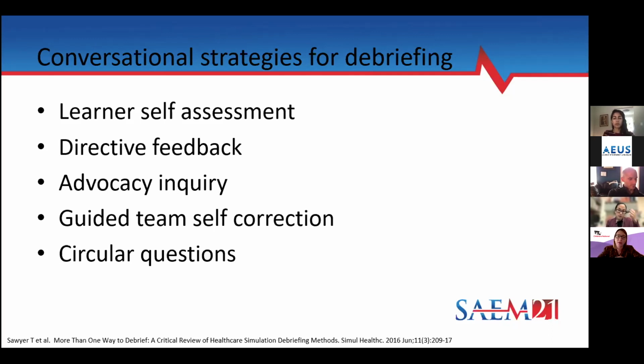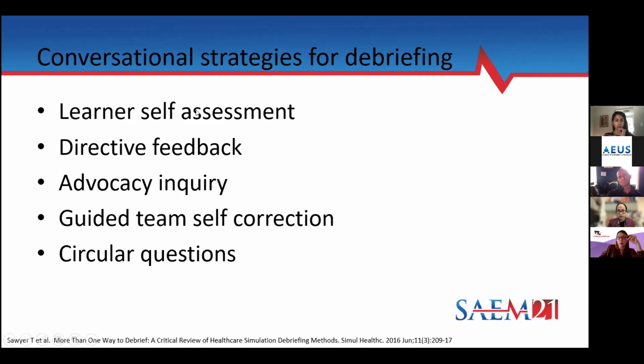Guided team self-correction is where the whole team thinks about their team as a unit and their team performance as opposed to individuals. Then circular questions, so you could have an outside person like a nurse or someone else posit their opinion about what happened, and then they circle back and comment from an outside perspective. These are what exist in the literature to provide a framework as we move forward in thinking about this.